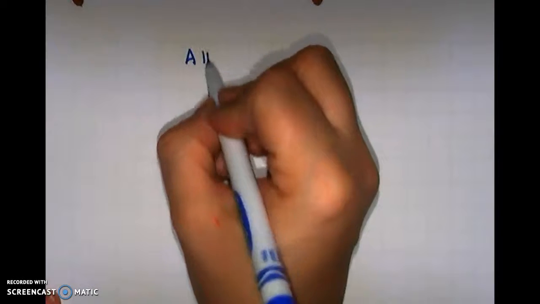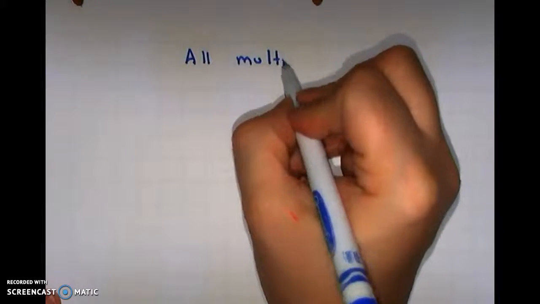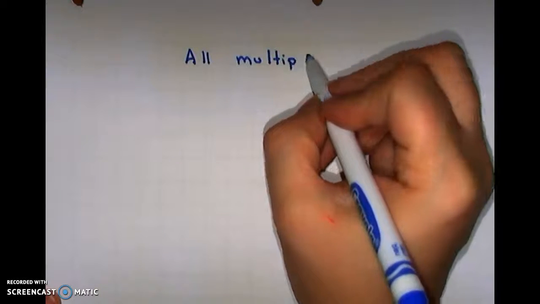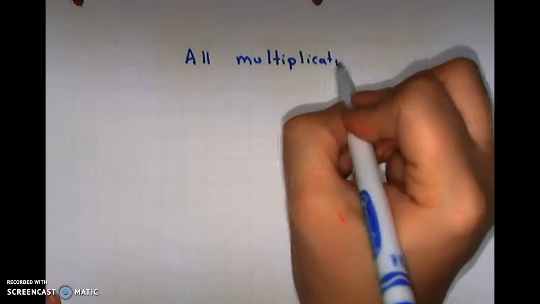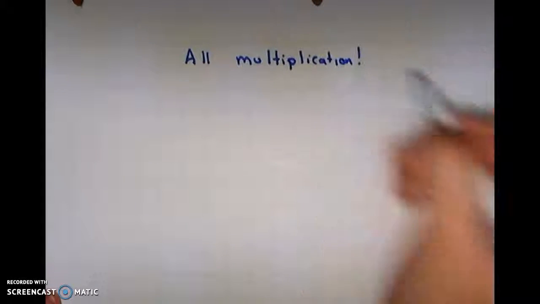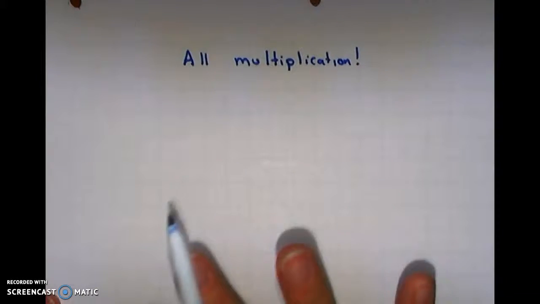So with almost all of our rules, multiplication is happening, okay? So everything is all multiplication. If there's addition or subtraction happening between our variables, then something different is going to happen.